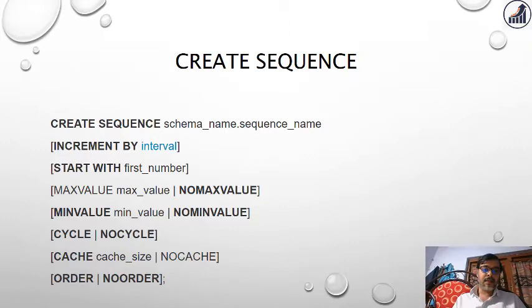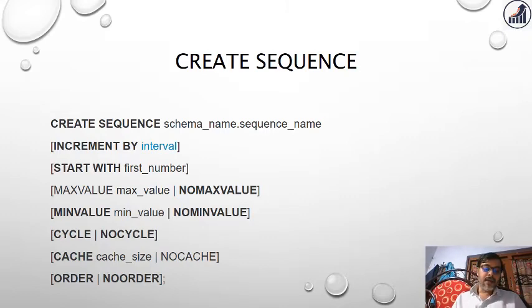Specify at first the name of the sequence after the create sequence keyword. If you want to create the sequence in a specific schema, you can specify it along with the schema name, dot. So here our schema name is schema_name and the sequence name is sequence_name. Then increment by specifies the interval between sequence numbers after the increment by keyword. The interval can have fewer than 28 digits. It also must be less than max value minus min value.